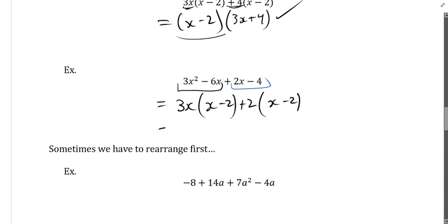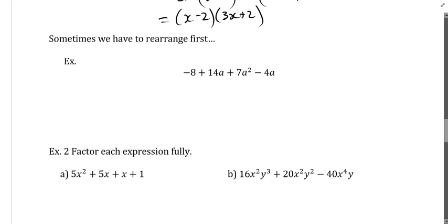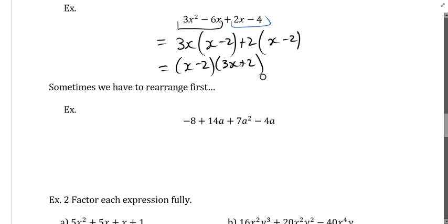Okay, so how do I finish this one off? X minus 2, I write that, and then I write what's left, right? 3x plus 2. These ones are really tricky. Yes, Ziggy. If you had a longer question, how would you know where to split it off? You wouldn't.